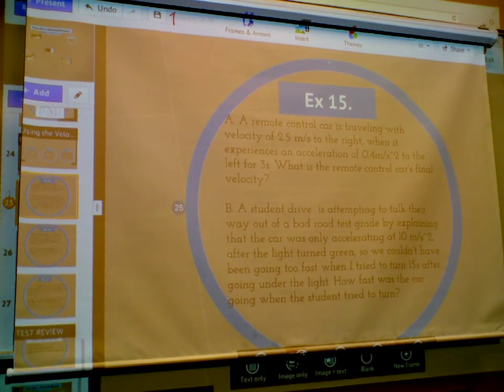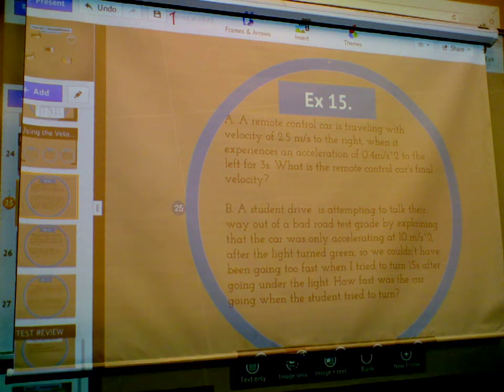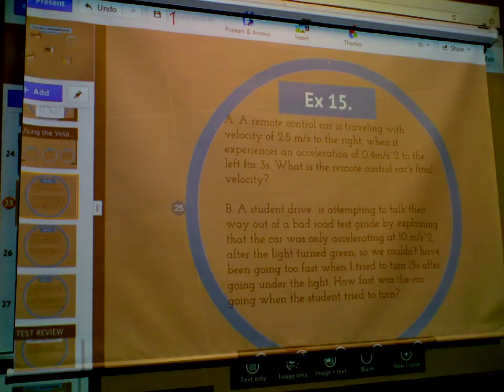Now, if you're taking notes on this and you don't want to write that all down, remember you have access to this Prezi, so just put down example 15, and then you'll know where it came from on your Prezi, right? Assuming you access the Prezi on your own.